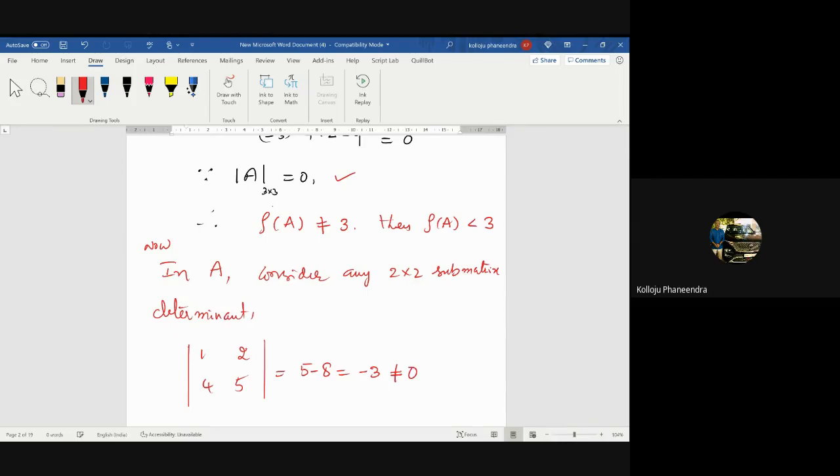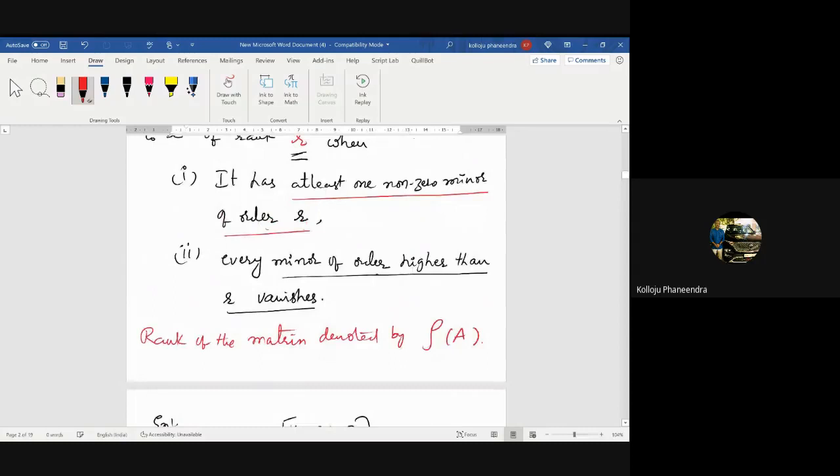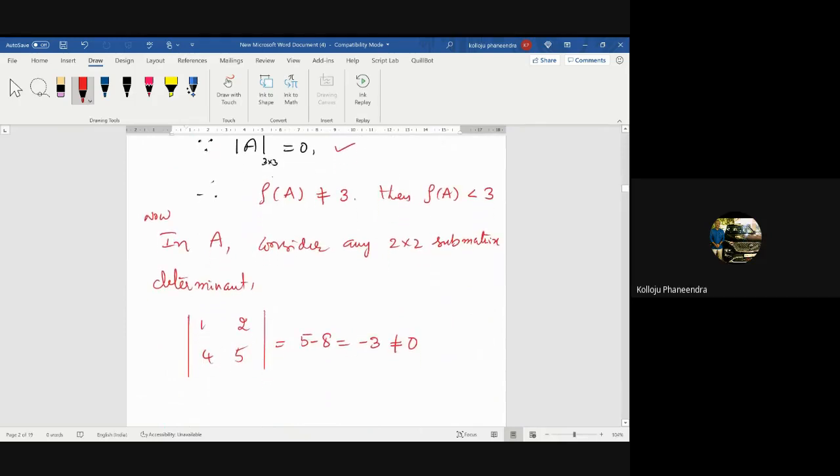Now, all of you listen carefully. Now I will explain these first 2 conditions. First one, what is the rank condition? There must be at least one non-zero minor, non-zero meaning determinant not equal to 0, of order R. Clearly, here there is one 2 by 2 submatrix whose minor is not equal to 0.